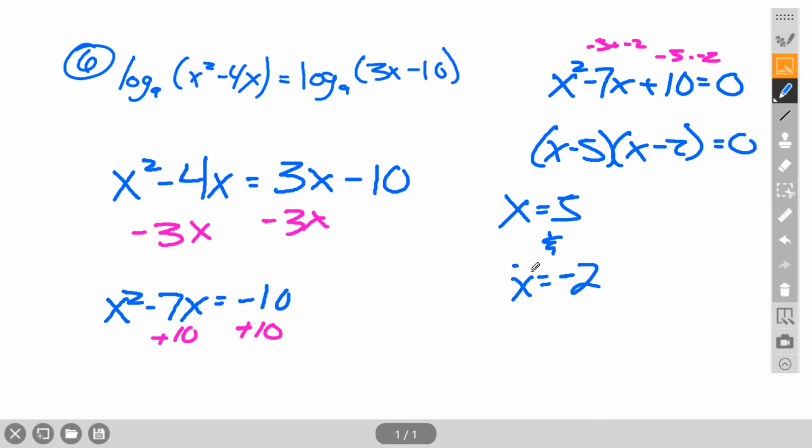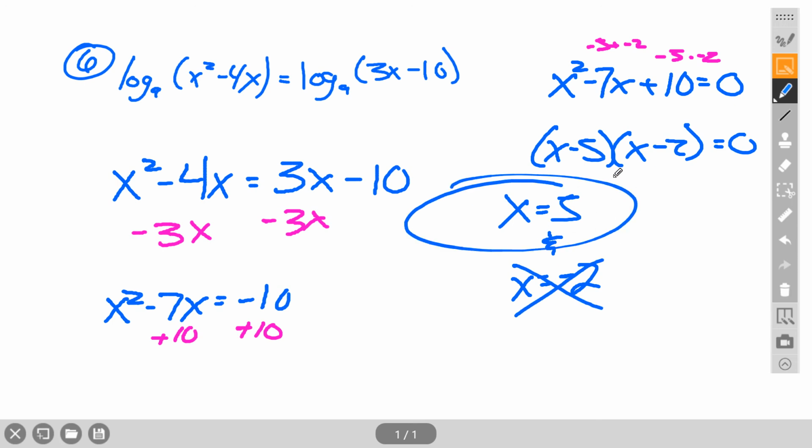So these don't even end up being equal to each other anyways, but one of them is negative. So the negative 2 is not going to work. Only the 5 is going to work here. Because if we plug in 5, we get 25 minus 20, which is 5, and 15 minus 10, which is 5 as well. So 5, this is the only one that works.